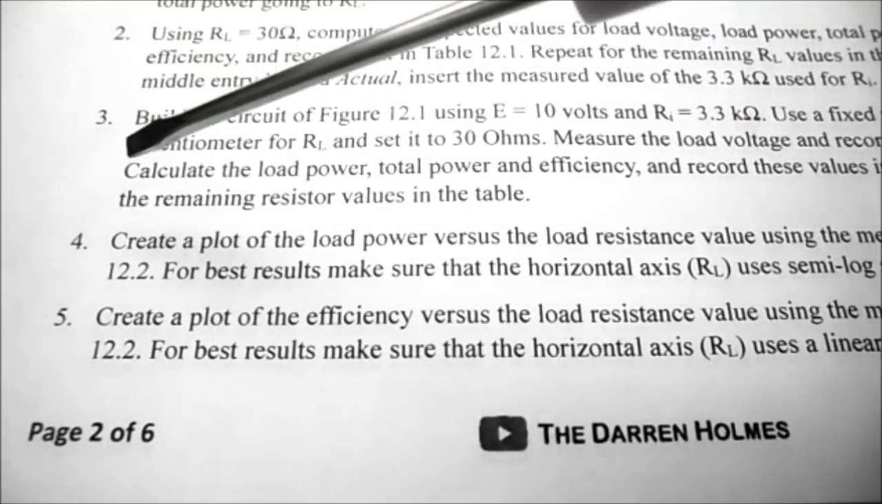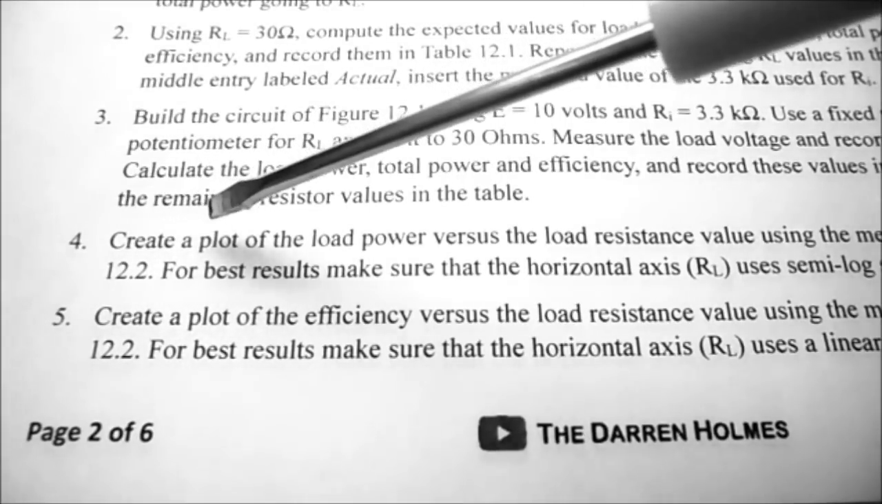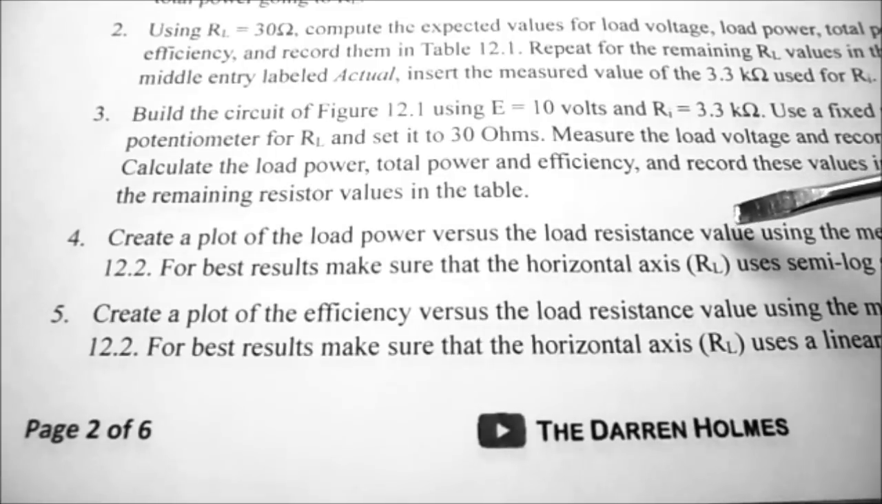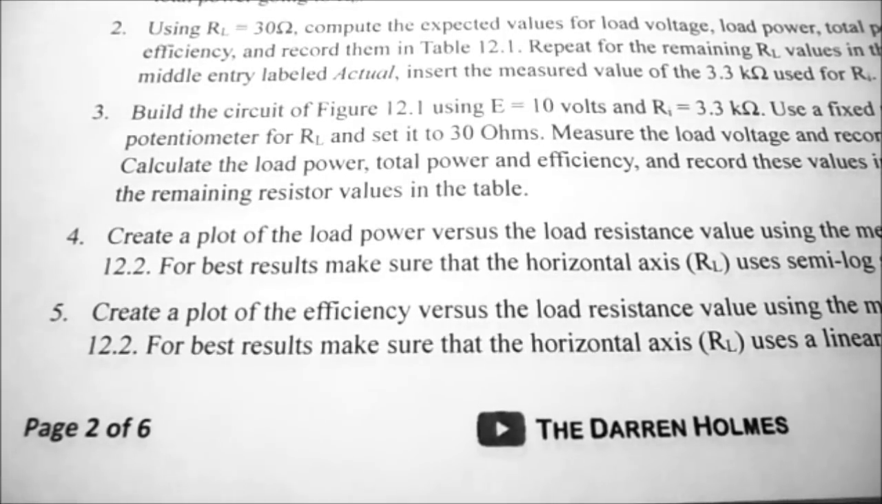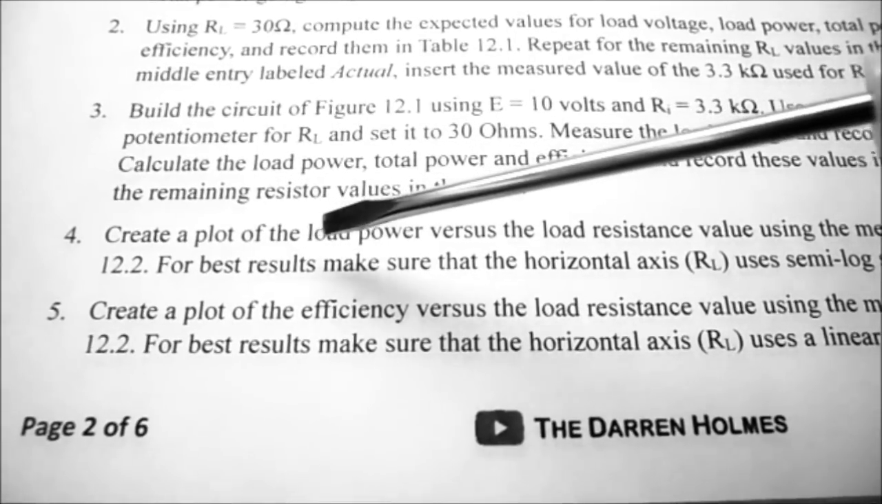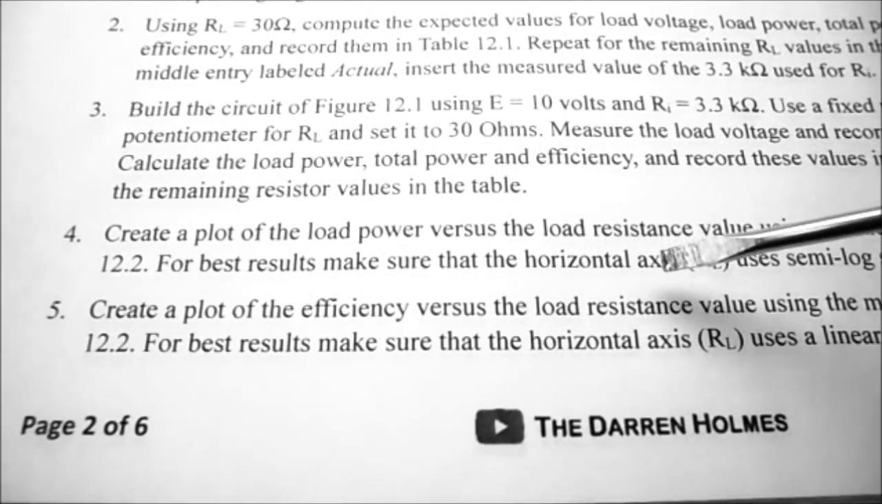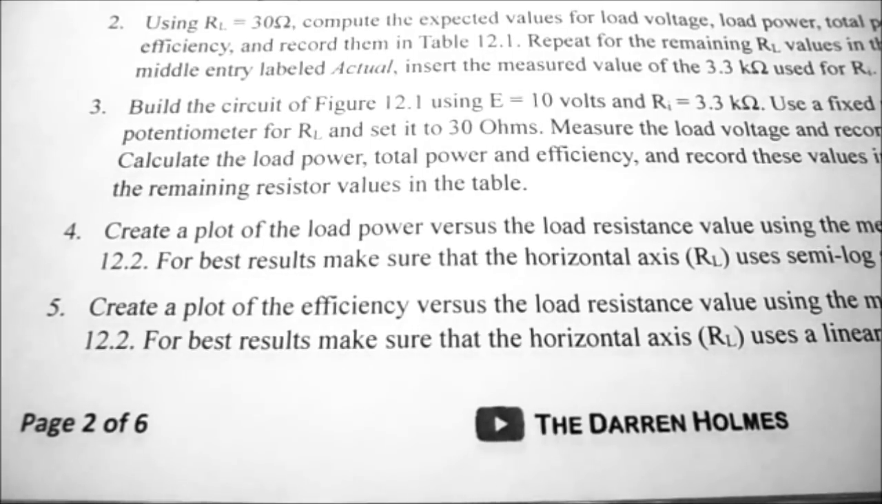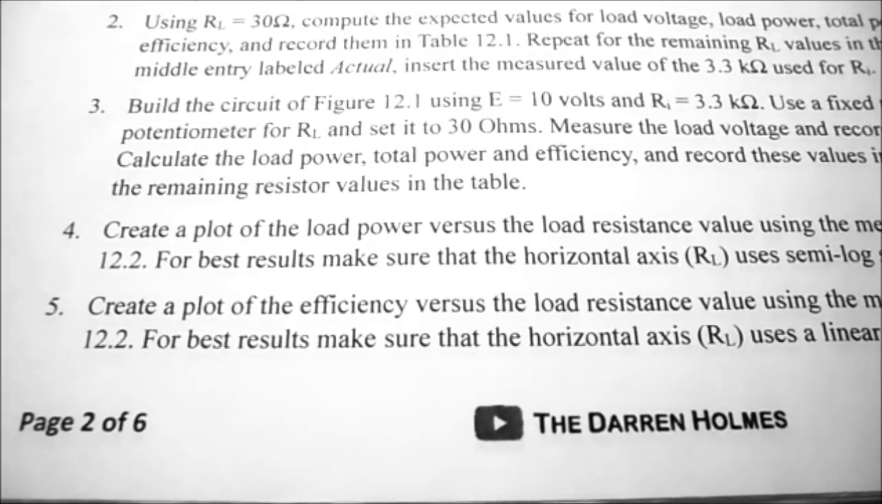Under procedure, step number 4, we're to create a plot of the load power versus the load resistance value using the measured data from table 12.2. For best results, make sure that the horizontal axis, that's for RL, uses semi-log scaling instead of linear.